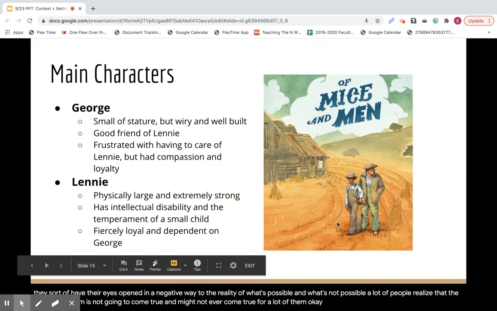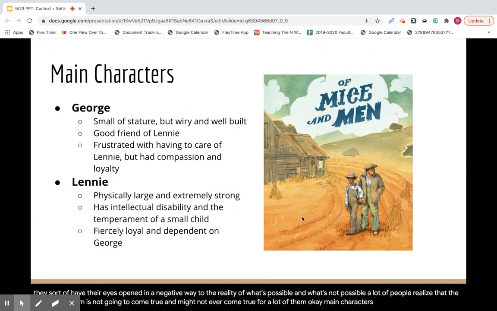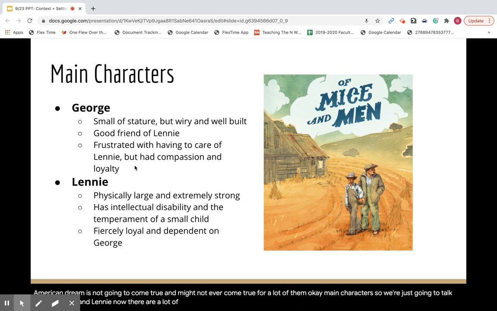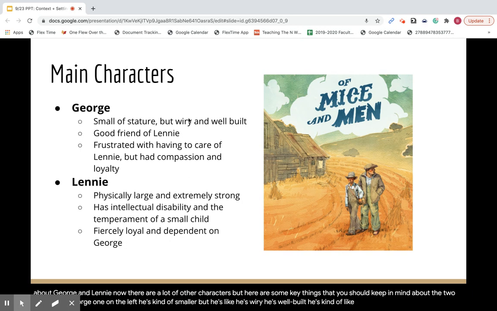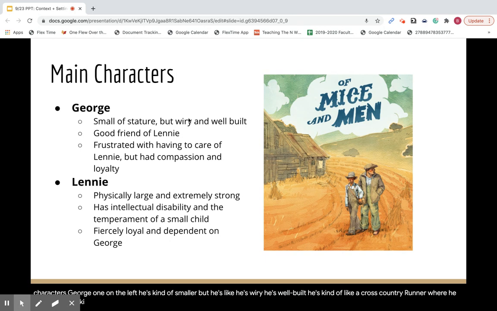Okay, main characters. So we're just going to talk about George and Lenny now. There are a lot of other characters, but here are some key things that you should keep in mind about the two characters. George, one on the left, he's kind of smaller, but he's wiry, he's well built. He's kind of like a cross country runner where he's low key pretty strong. He's pretty tough, but he's just not someone who jumps off the page as someone who's really well built.